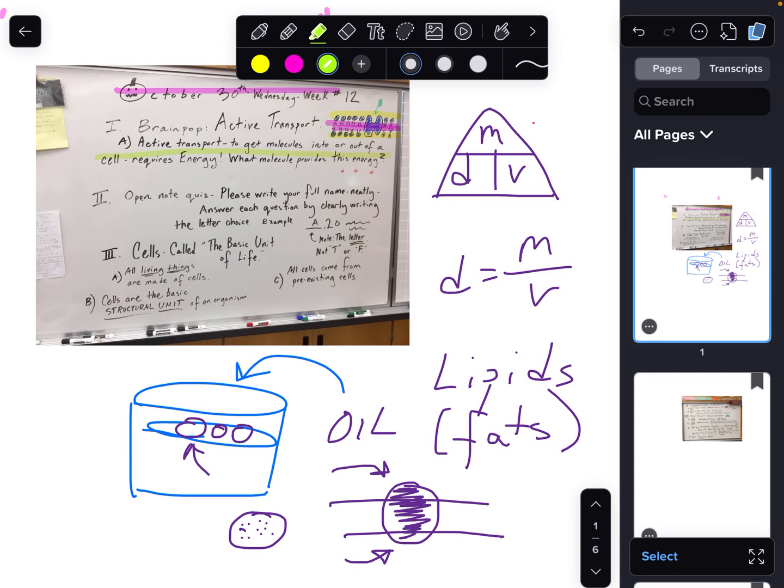So let me read this for you right here. Active transport, that means getting things into and out of a cell. Active transport to get molecules into or out of a cell requires energy. So I'm going to double highlight that. What molecule provides this energy? And again, when we were watching the Tim and Moby, the big answer to that was ATP.